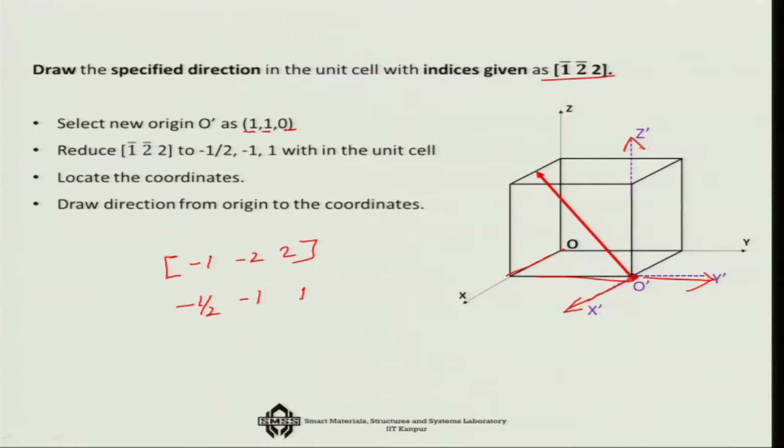So, from here I have to choose the particular point from the origin in such a manner that I have to go minus half along the x axis. So, this way I am going minus half, and then I have to go minus 1 along the y axis, negative 1 I am going, and then I am going 1 on the top, positive. That is how we are getting this point and join it by arrow. That is how we are specifying the direction corresponding to 1 bar, 2 bar and 2.